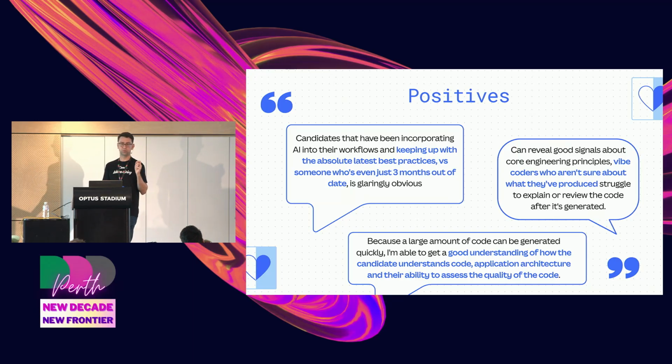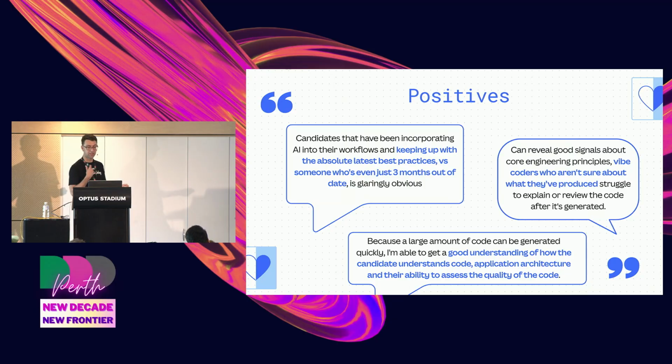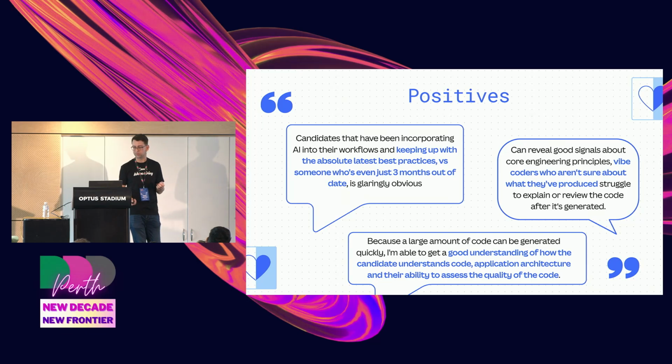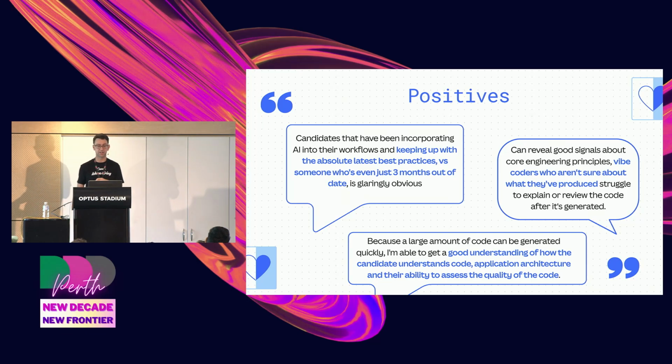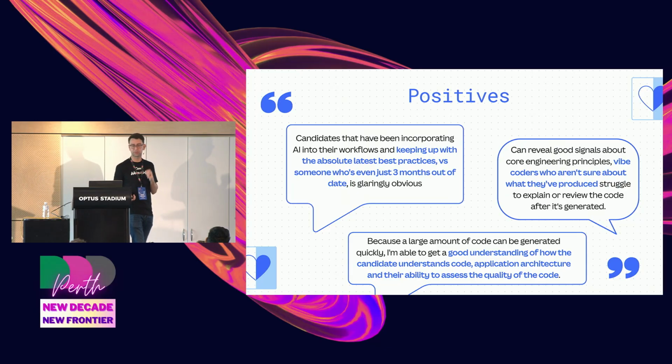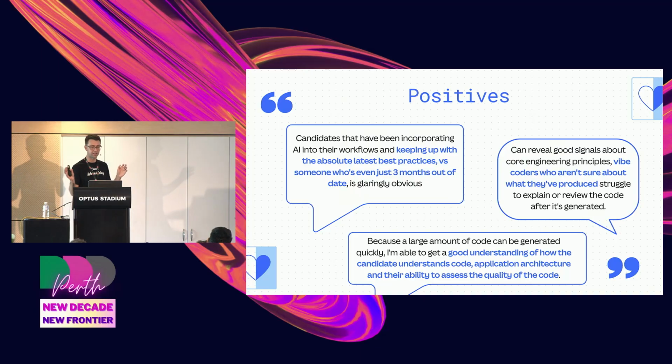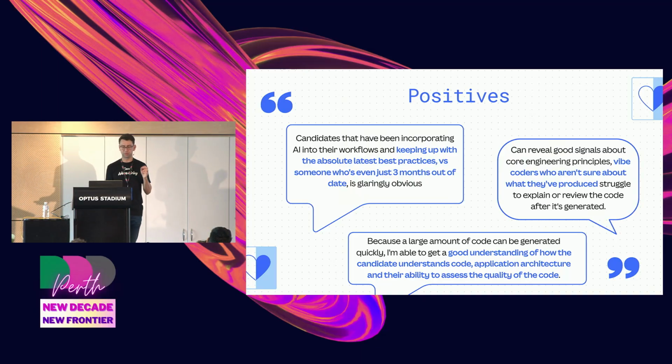The feedback highlighted some real strengths of the approach. Interviewers could clearly distinguish between candidates who had been incorporating AI into their workflows and staying current with best practices versus those who were even just a few months behind. As one interviewer said, these gaps are glaringly obvious. We also got excellent signals about core engineering principles. The vibe coded candidates who weren't really sure about what they produced would struggle to explain and review AI-generated code. And because candidates could generate a large amount of code quickly, interviewers could get a much better understanding of how they thought about application architecture and assessed code quality. Skills that are fundamental regardless of whether the code is AI generated or not.